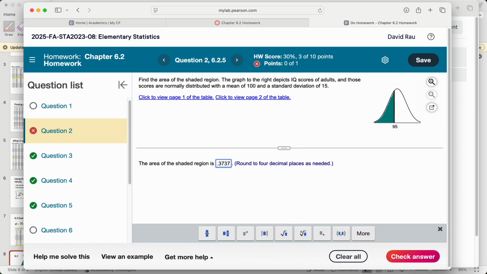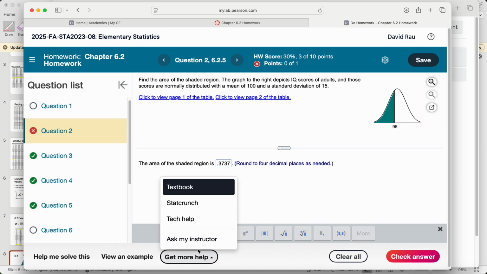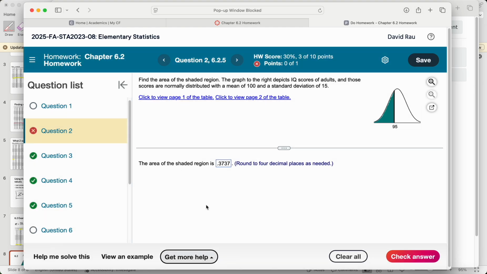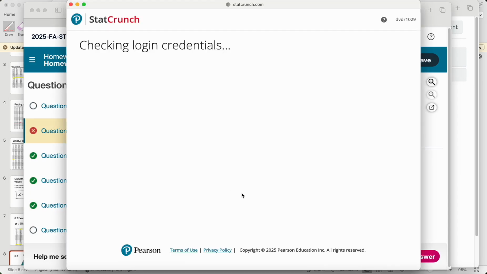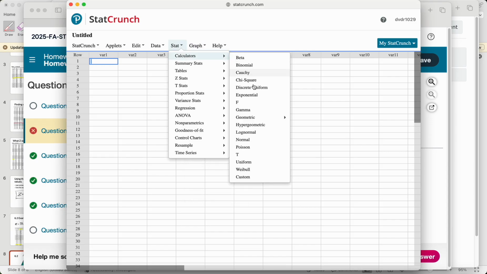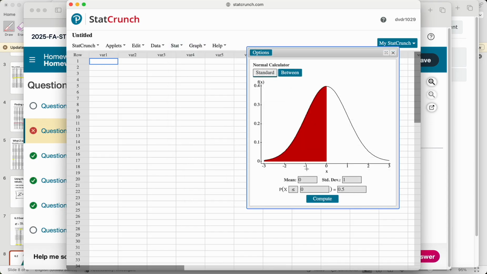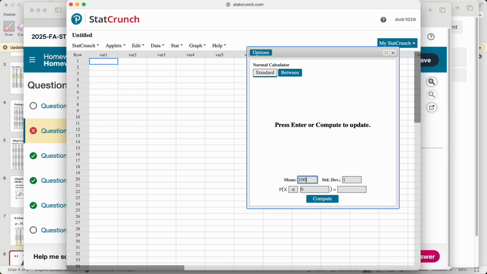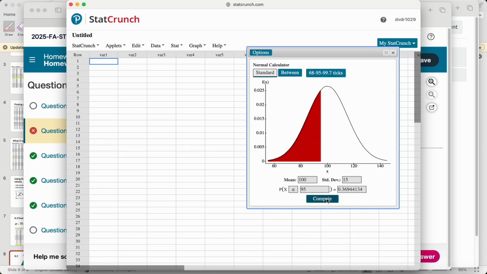0.3737. Okay, and maybe just to compare that, let's go to StatCrunch and show that the answer might be a little different, and then let's just do StatCrunch for the rest of these really quickly. Because the thing is, StatCrunch doesn't need you to convert this to a z-score. It can just use the 100 and the 15, and I want to be less than 95. There's no work required. And there it is, about 0.3737.